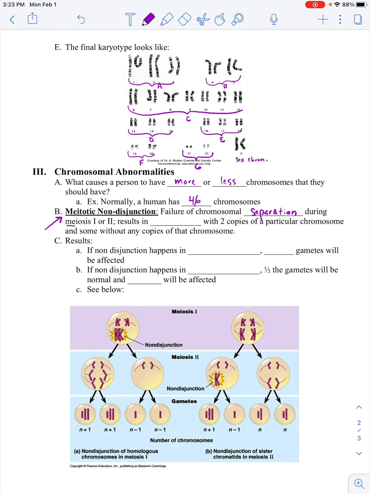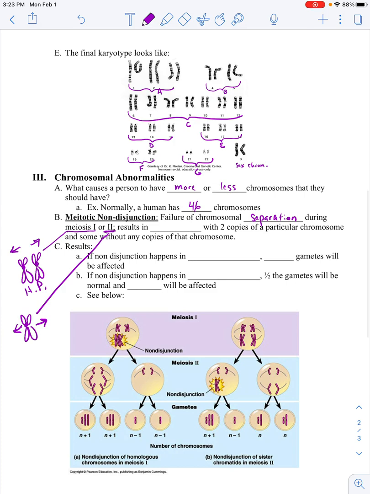So in meiosis 1, remember we separate the homologous pairs. So if you had non-disjunction in meiosis 1, you would have a failure of separation in the homologous pair. In meiosis 2, you separate the sister chromatids. And if you had a failure of separation in meiosis 2, they wouldn't be separated. So either one could happen.